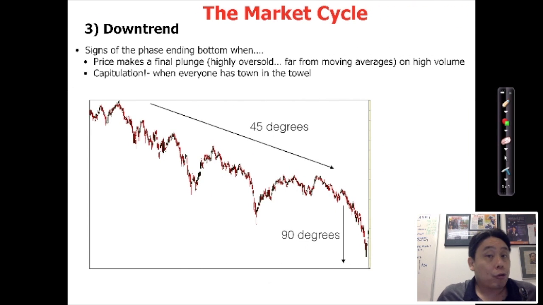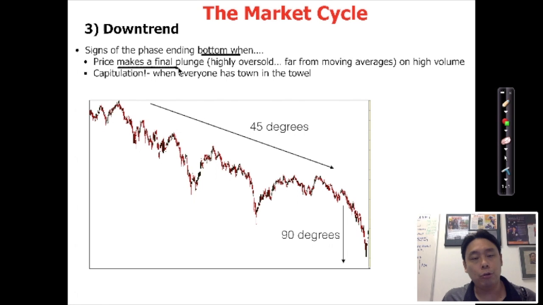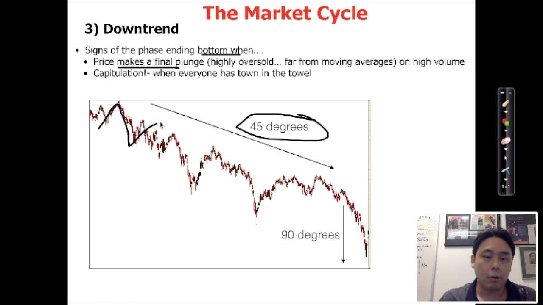So downtrends are fun. You can make money on downtrends. So how do you know when a downtrend is going to bottom? Okay, so again, a downtrend bottoms when the price makes a final parabolic plunge. Okay, so usually on a downtrend, again, the price moves 45 degrees. Okay, so it goes like that, right? Market gives people hope, kills them, gives them hope, kills them, teases them, kills them, teases them, kills them, right?